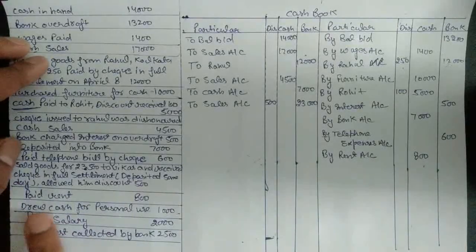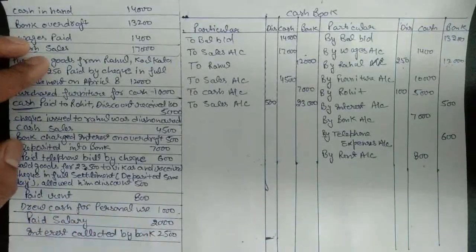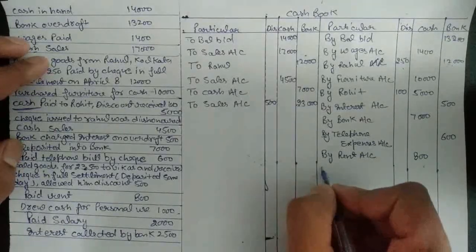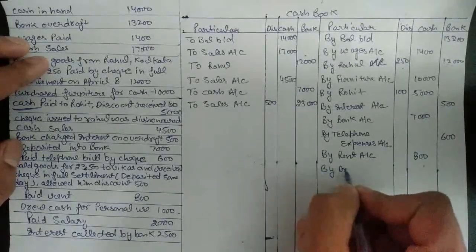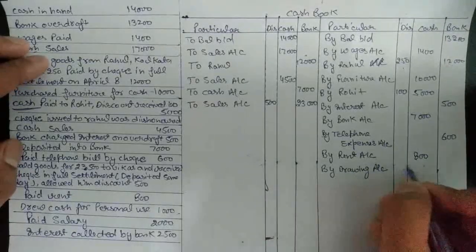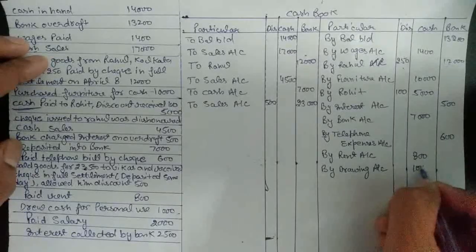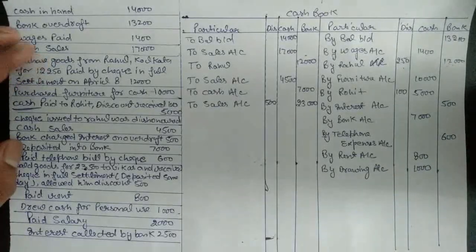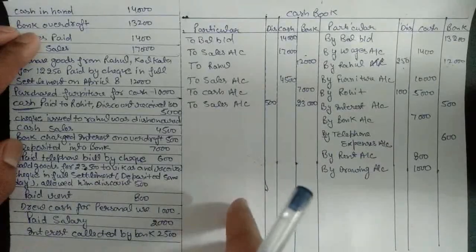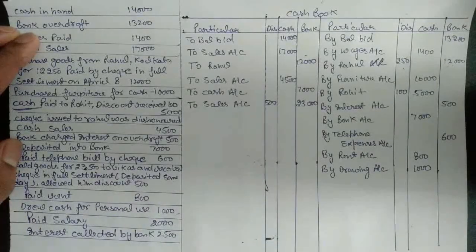Next entry is drawing cash for personal use. Now we are withdrawing cash for personal use, so we need to reduce cash in the name of drawing by 1000. Now in this case we are withdrawing cash, but the business is not receiving anything back, as in a deposit or a withdrawal transaction from bank.